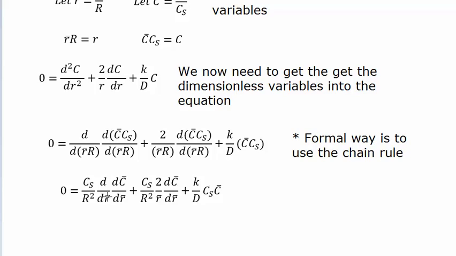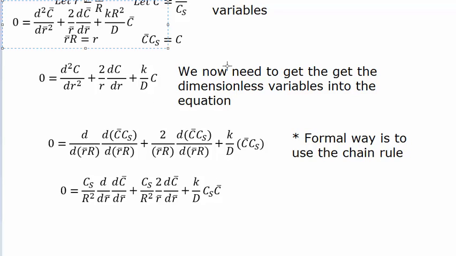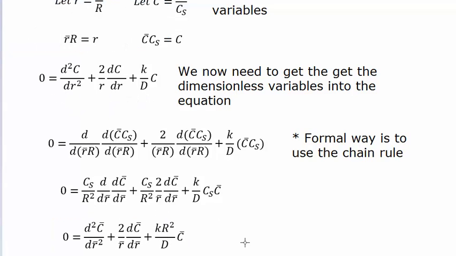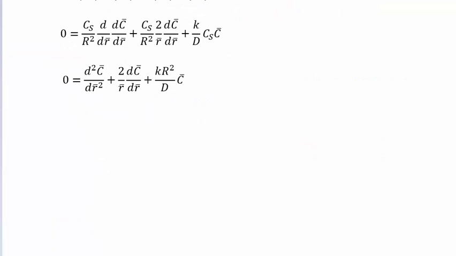And now all of our derivatives are in terms of our dimensionless variables C bar and R bar. At this point, you can move all the constants over to the last term. So we're going to divide by CS and multiply by R squared. So this last term over here, since we divide by CS, this one is going to go away. And now there's going to be an R squared over here. And now the reason we did this is because we could put this in a form that's solvable if you've taken a differential equations class.